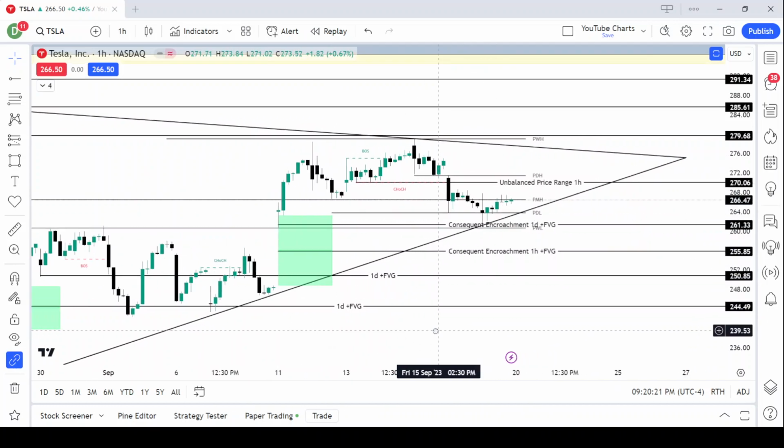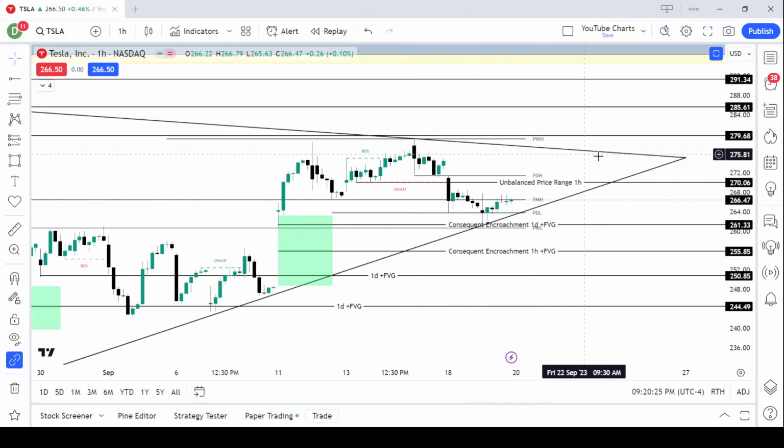Still a clear picture that we rejected the trend support. We have this resistance above. If we were to get higher, we could look to balance this 1 hour price range, and we could look to head up to that resistance trend line, right? If we were to break down, we'd be breaking the support, the consequent encroachment, the daily fair value gap, right? Daily fair value gap down here. So we got some upside, we got some downside targets.